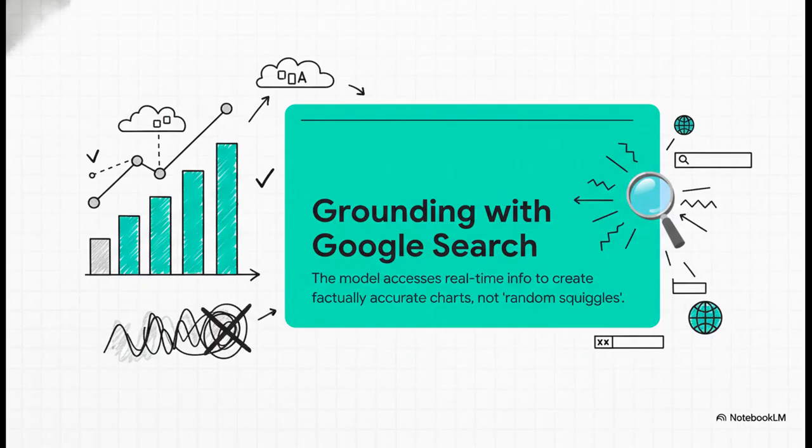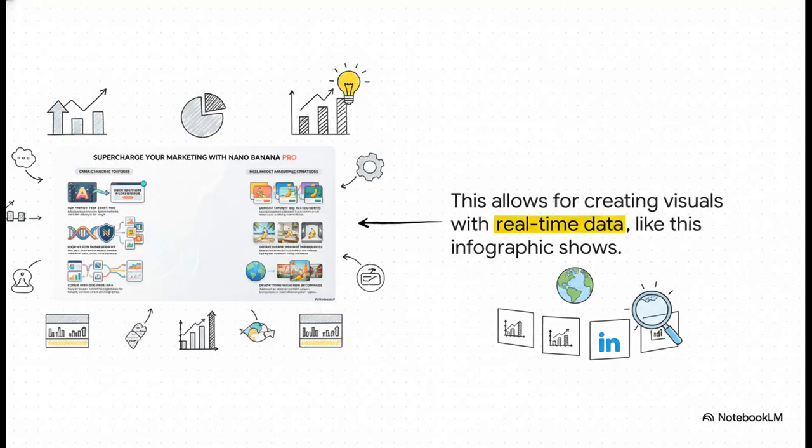The third feature is something called grounding with Google Search. Now, this is a game changer for anyone who creates content with data. Instead of just generating a pretty but meaningless chart, you can actually ask it to visualize real-world data by pulling information live from Google Search. So no more of those random chart-like squiggles that we see everywhere. This is what lets you create visuals that are actually factually accurate. So for example, you could create an entire carousel for LinkedIn summarizing a new industry report, and you can actually trust that the charts and graphs it makes are based on real, verifiable data.